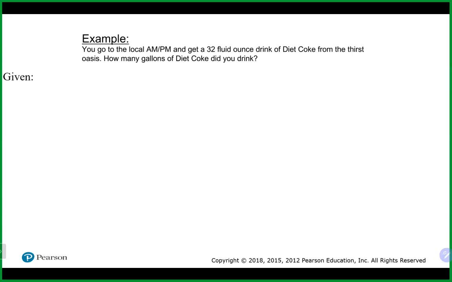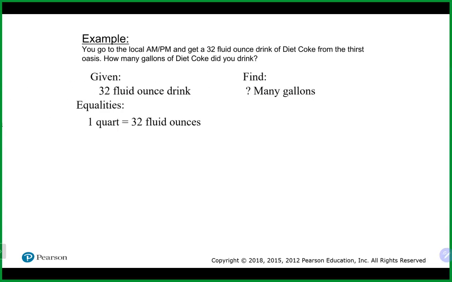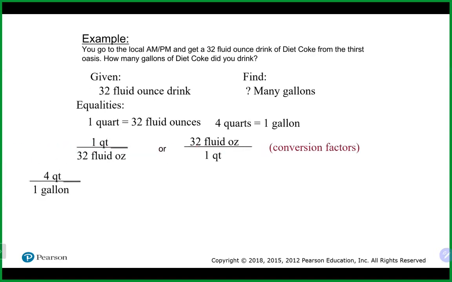All right, let's try another one here. Let's say you go to the local AM/PM, get yourself a beverage on the way in. You drink 32 fluid ounces of Diet Coke from the Thirst Oasis.